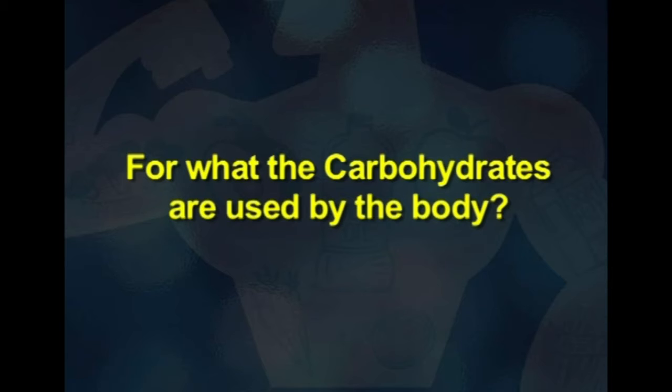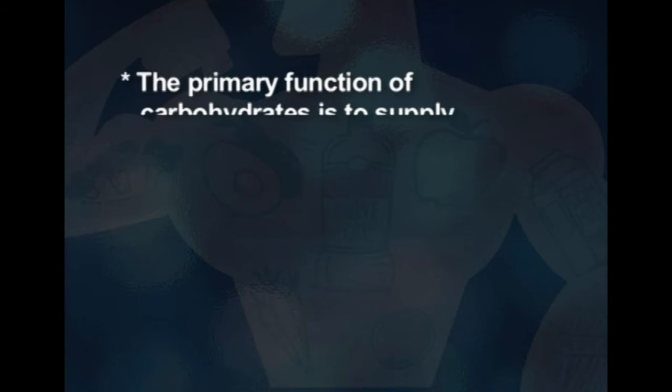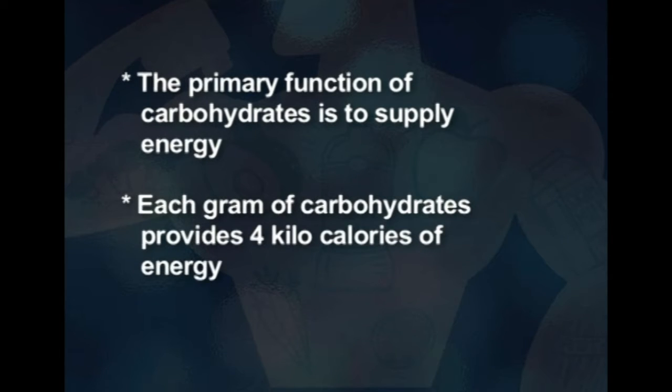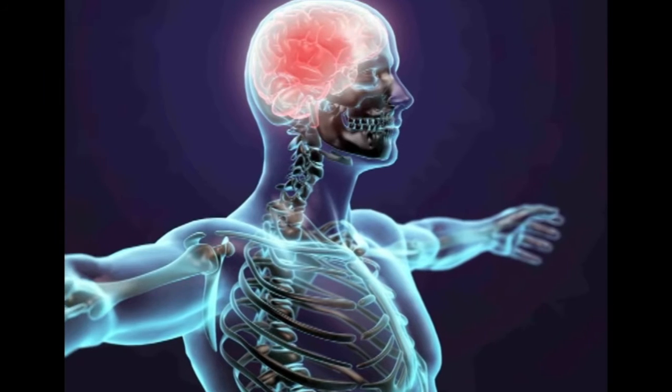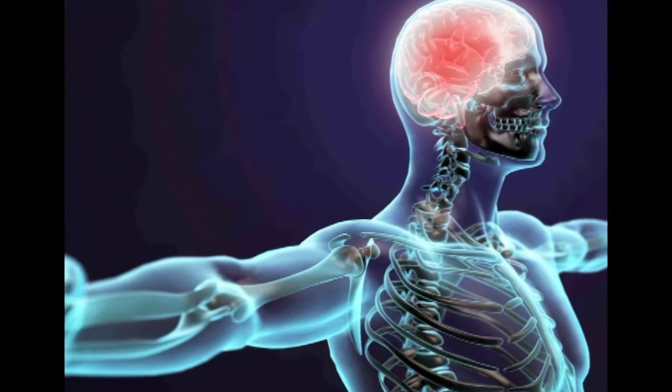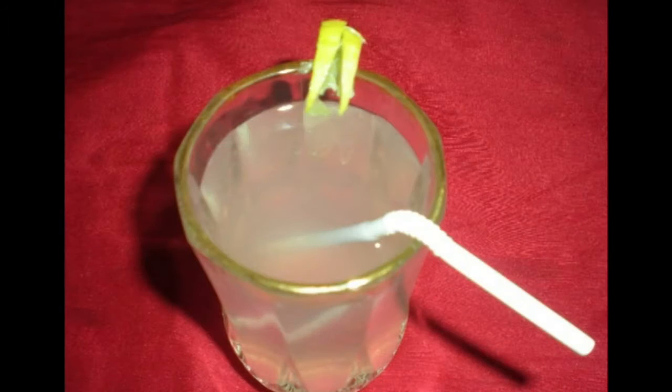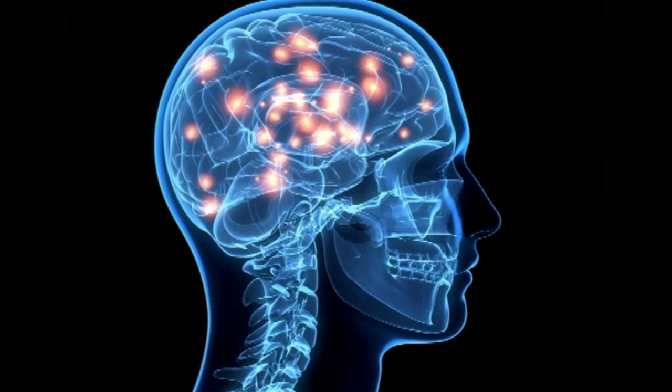So for what are the carbohydrates used by the body? The primary function of carbohydrates is to supply energy. Each gram of carbohydrate provides 4 kilocalories of energy. The brain and the central nervous system depend only on the glucose source of the body. Glucose is the simplest form of carbohydrate which aids in the provision of energy. Inevitably, the brain can use only glucose as the source of energy.